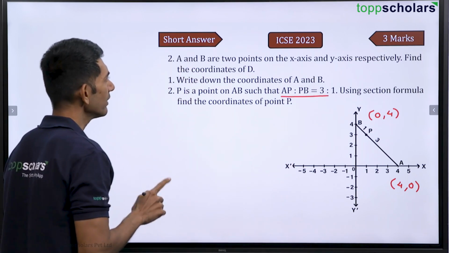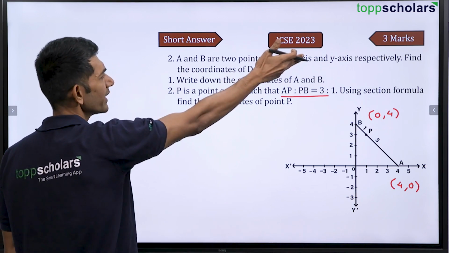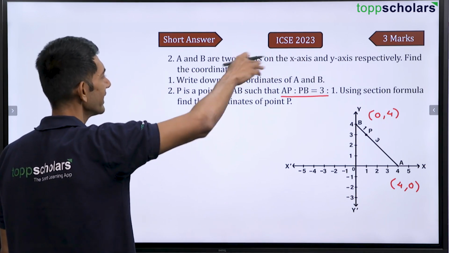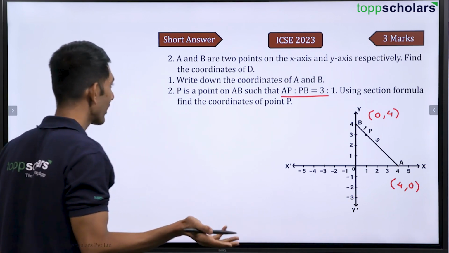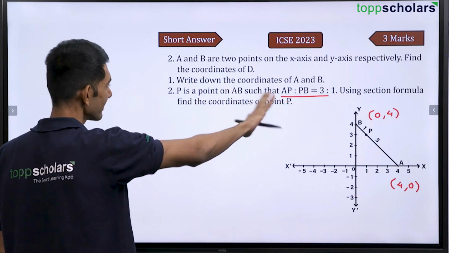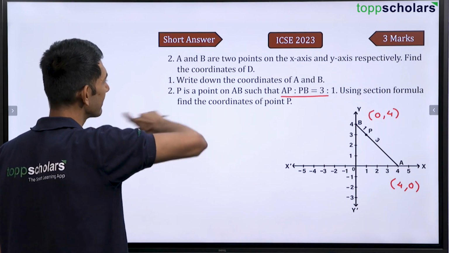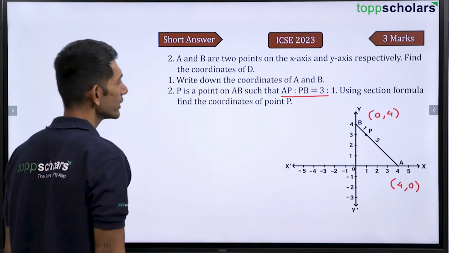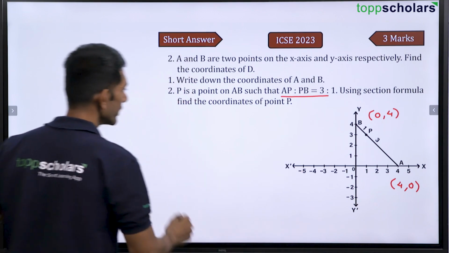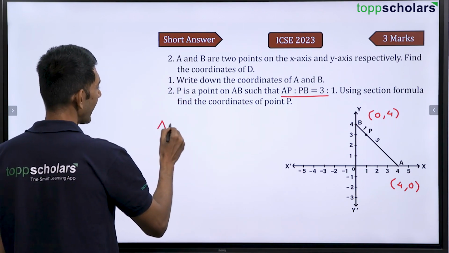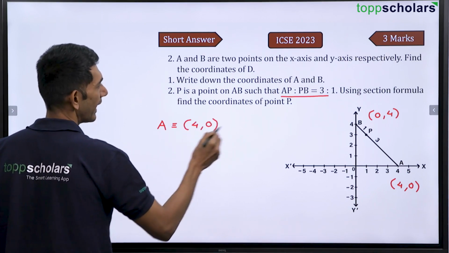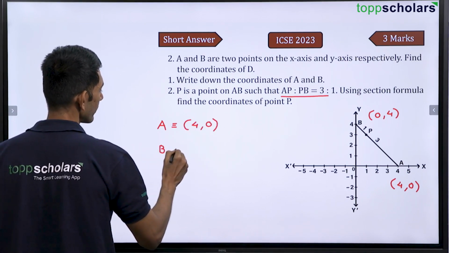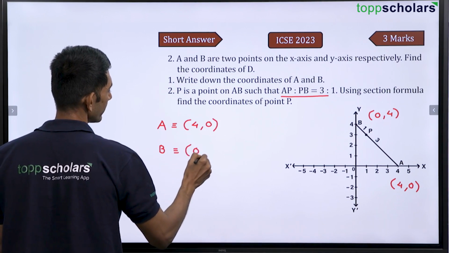So first thing, very simple question. See, in 2023 it was asked for 3 marks. Ideally this is a very simple question, could have been asked for 2 marks also or 1 mark also, to be honest, because there is nothing much, you just have to put the values and get the answer. Anyways, write down the coordinates of A and B. So what are the coordinates of A? Since A lies on x-axis, the coordinates are 4, 0. And since B lies on y-axis, the coordinates are 0, 4.